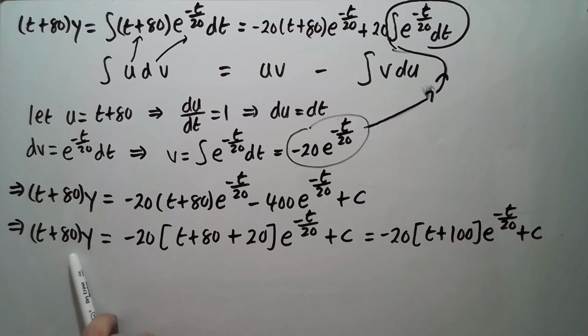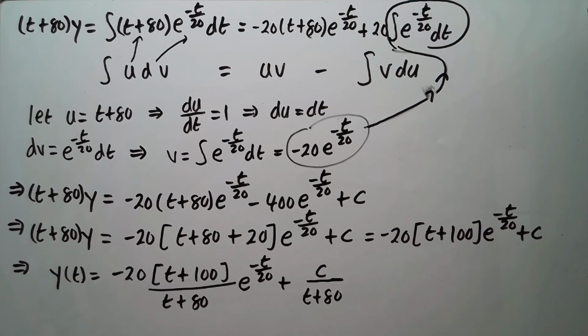Now let's solve for y, so let's divide both sides by t + 80. So doing that, solving for y of t, we get this then. Now we're going to use our initial condition. So I erased it, but y of 0, if you look back, we had equal 40. So let's use that here to find the c value.